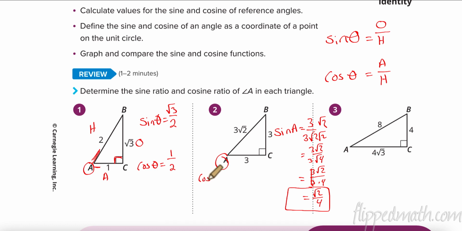Let's do cosine. Cosine of A is adjacent. Our adjacent side is 3. Well, this is going to be the same thing. Look at this, 3 and 3. 3 over 3 radical 2. And we know now that that's going to be radical 2 over 4. All right? Very well done. All right, let's move on.